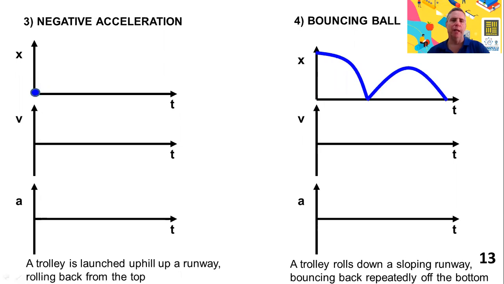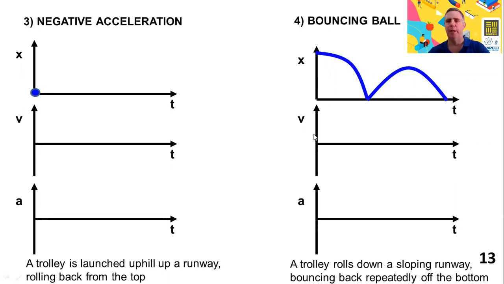Number 3, a negative acceleration. Now with a sloping runway, you start from the bottom and you push the trolley uphill. You give it a hard push, so it starts with some positive initial velocity, and then that velocity is going to decrease. And I want you to describe how it moves, going up the runway, coming to rest, and then rolling back to the bottom again. So 2 movements.